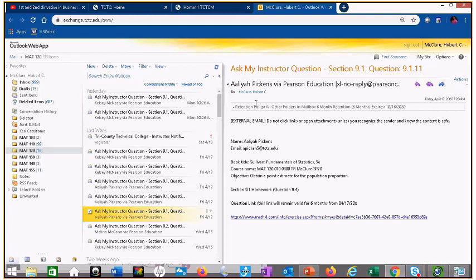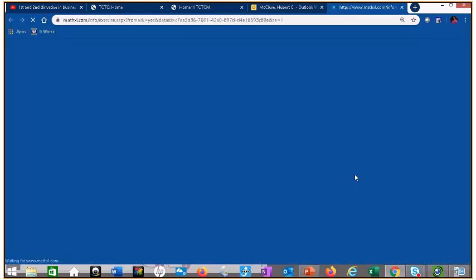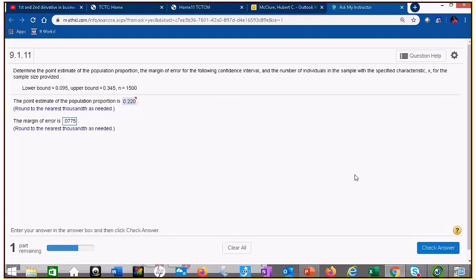Let's see. 9.1, problem 11/4. Oh yeah, this is a good test question. It says determine the point estimate of the population proportion, margin of error, and the number of individuals in the sample with the specified characteristic for the following confidence interval.